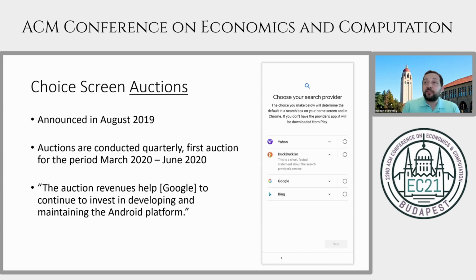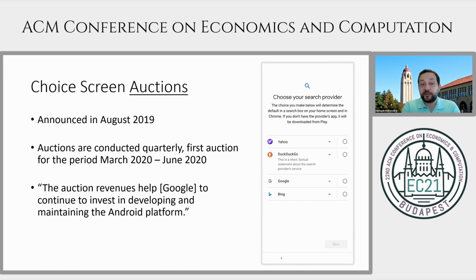Now, the innovation introduced by Google in August of 2019 to take place starting 2020 was the idea to auction off slots on these choice screens. Because there is a very natural question: who are the lucky search engines that get displayed and can be chosen by the users? And Google said, look, we're going to let the market decide. We're going to run these auctions on a quarterly basis, separately in each of 31 countries in Europe. And whoever is willing to pay the most is going to be displayed.